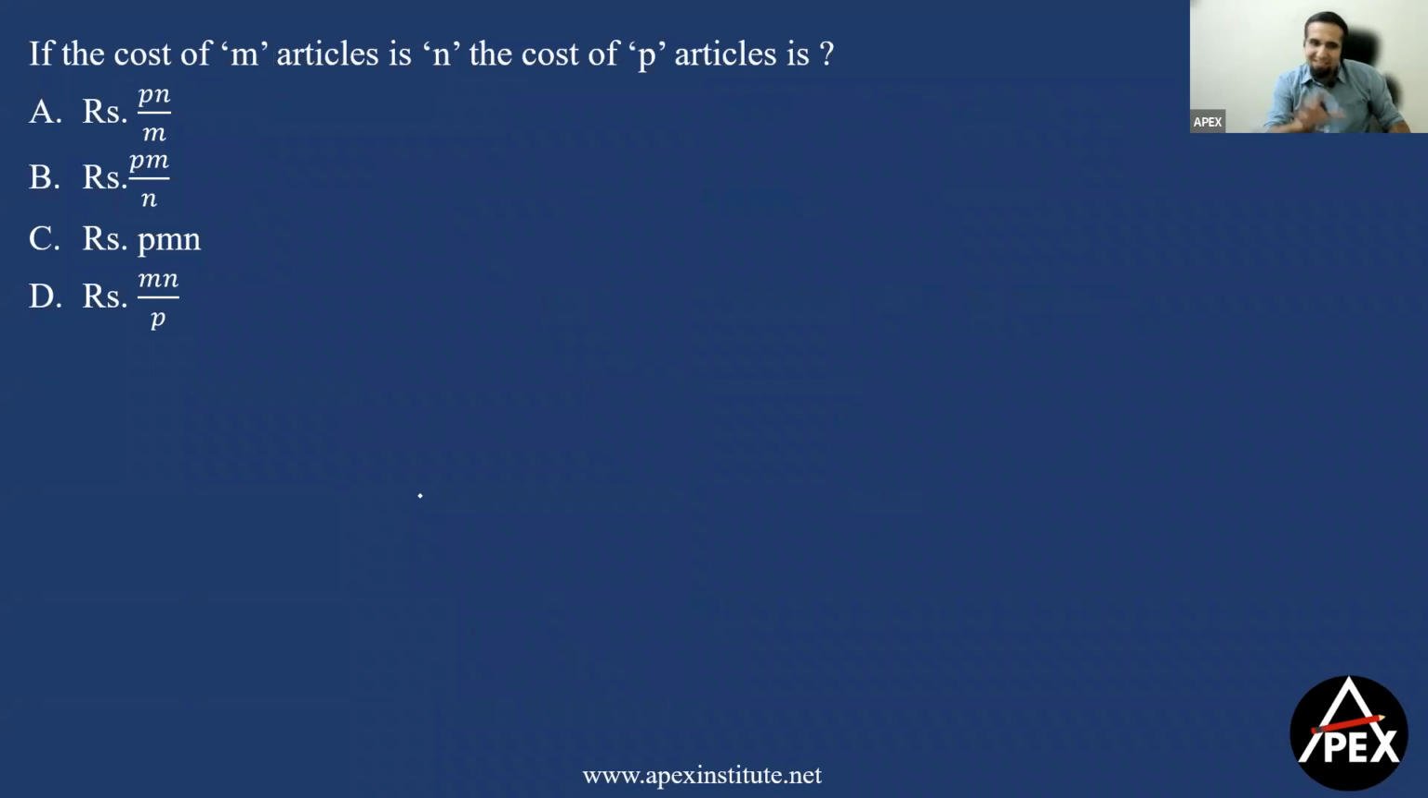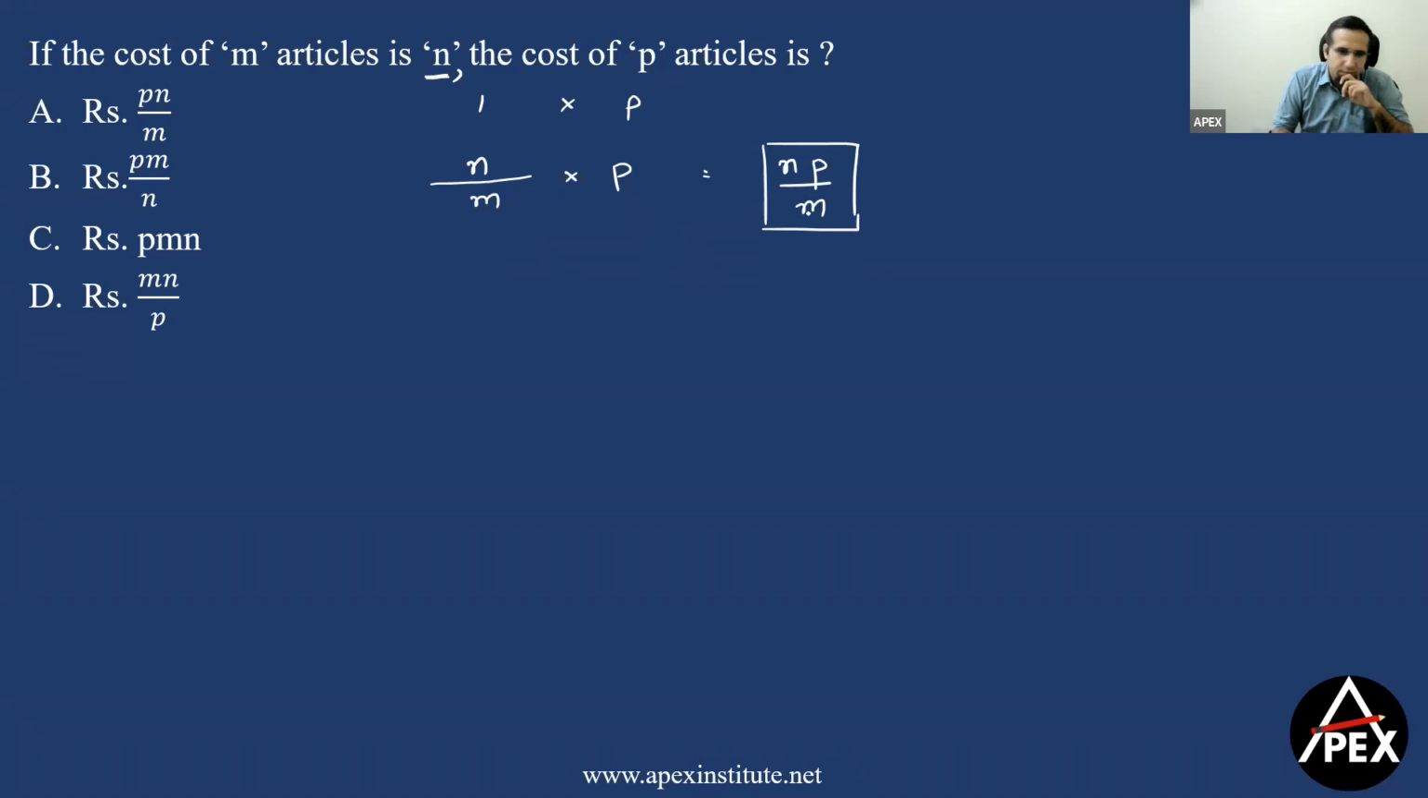Right? Let's look at one last example, guys. Cost of m articles is n. Right? Comma. The cost of p articles is what? If cost of m articles is n, so total cost divided by total number of articles becomes the cost of one article. Into p becomes the total cost. So this becomes np divided by m becomes your total cost here. Clear? So np divided by m, therefore your answer becomes option A.